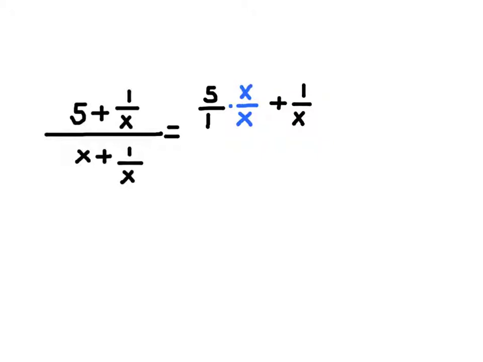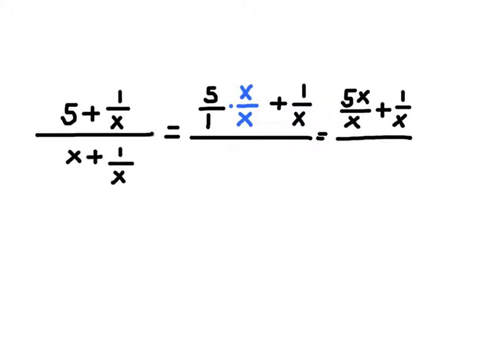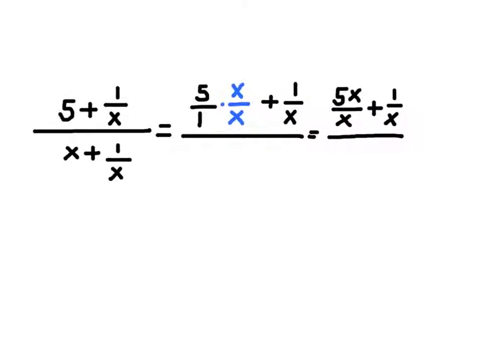And let's just work only with the numerator first. So this is equal to 5x over x plus 1 over x. And now I can combine my two fractions. They have a common denominator. So I end up with 5x plus 1 over x. That's my numerator.